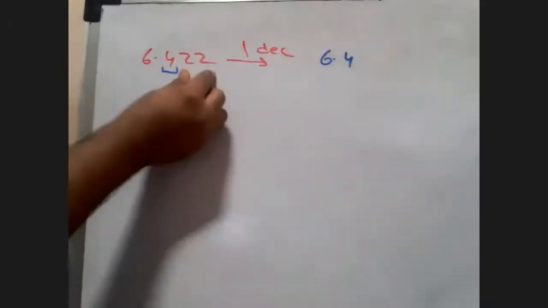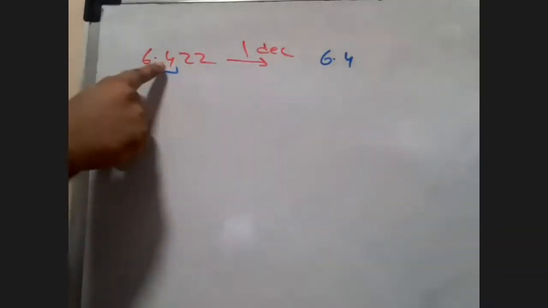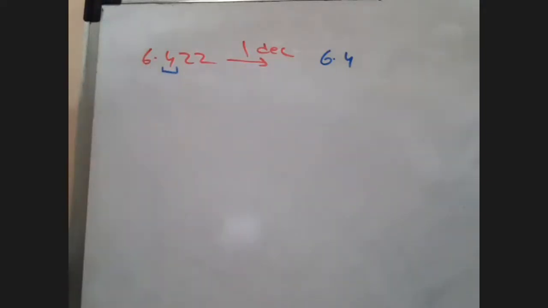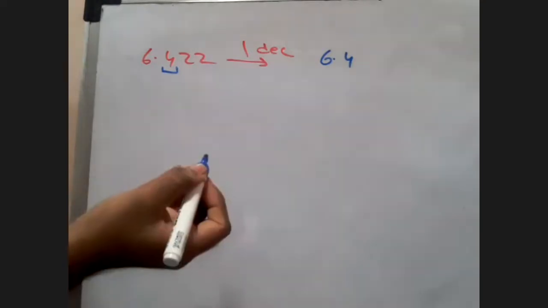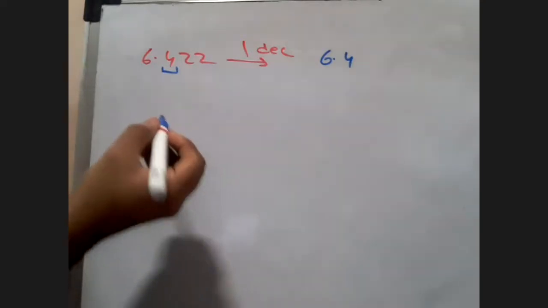If it was 5 or more than 5, then this would have rounded off to the next unit number. That would have been 6.5. Okay. So now look here. Let's look at another number. Let's see 6.4872.